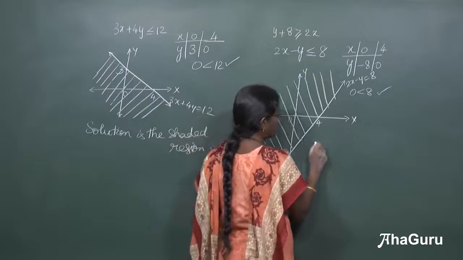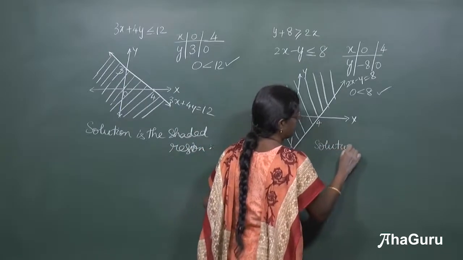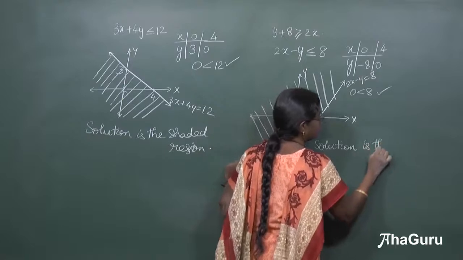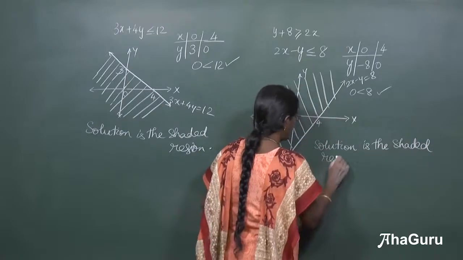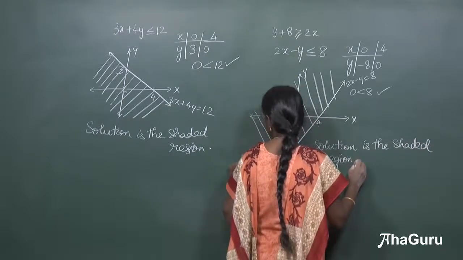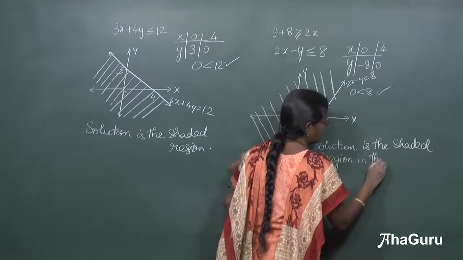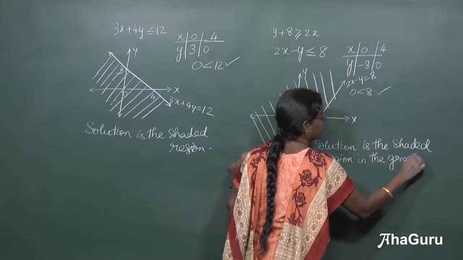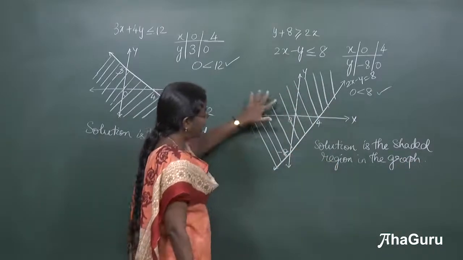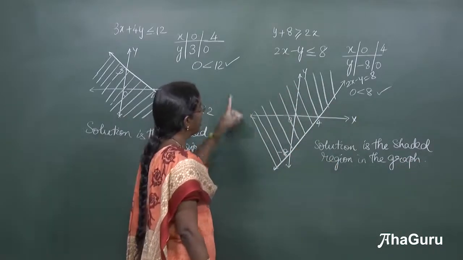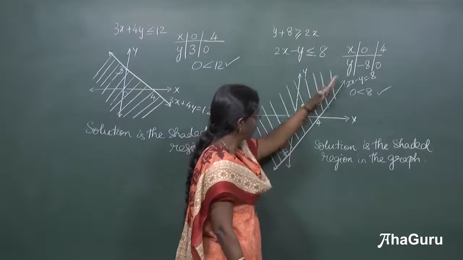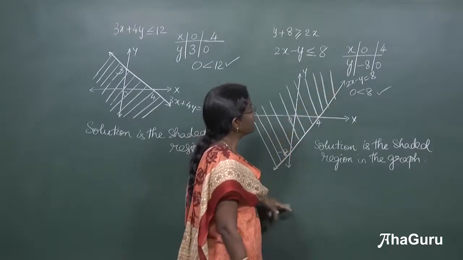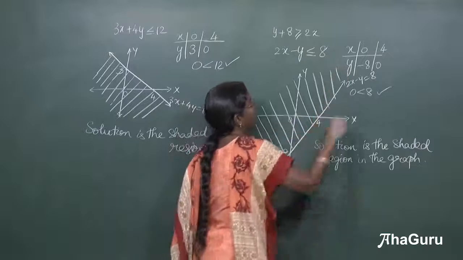You will write here the solution is the shaded region in the graph. Every point x comma y in the shaded region will be satisfying the inequality, and the equality will be satisfied by every point x comma y which lies on this line 2x minus y equal to 8.